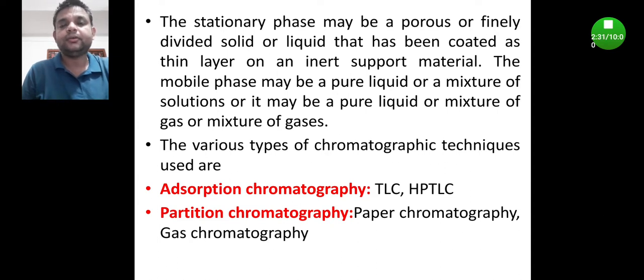Based on the mechanism, there are mainly two types of chromatographic techniques. First one is adsorption chromatography, which include thin layer chromatography, high performance thin layer chromatography, and the second one is partition chromatography, like paper chromatography, gas chromatography, high performance liquid chromatography, etc. So basically there are two principles, adsorption and partition.